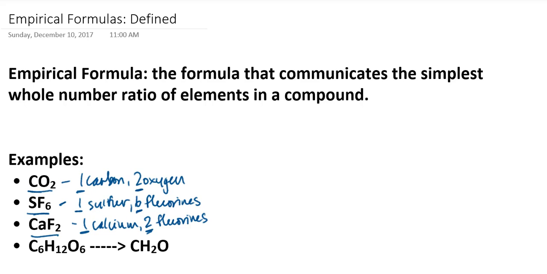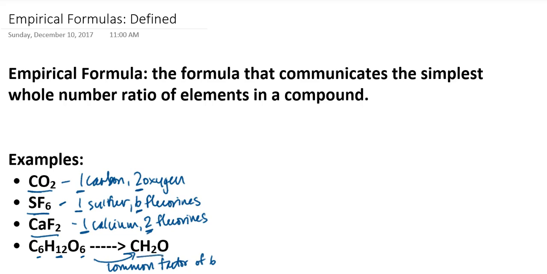However, if I take a look at the formula for glucose, for example, here I have 6 carbons, 12 hydrogens, and 6 oxygens. Between these 3 elements there is a common factor of 6, which means I can divide through each of these subscripts by 6 and come up with a formula that gives me a simpler whole number ratio of elements.